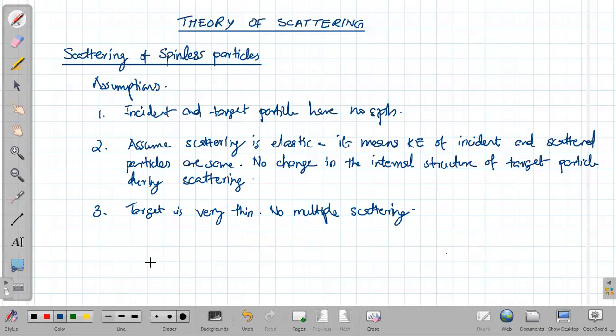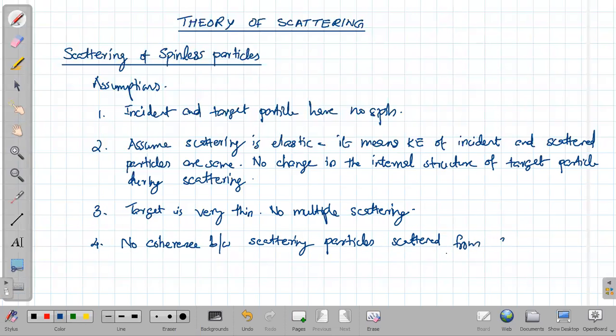And the fourth assumption is there is no coherence between the scattering particles. There is no coherence between particles scattered from different target particles. This will happen only if the incident particle size is very small compared to the average distance between the target particles.